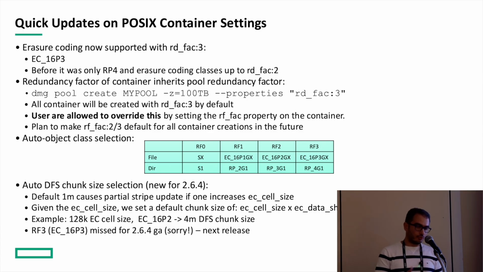So before, if you're using 2.6.3, if you set RF3 on a container, you would get RP4, for example. But today, for files, with 2.6.4, you'll get an EC object class. So that's good.